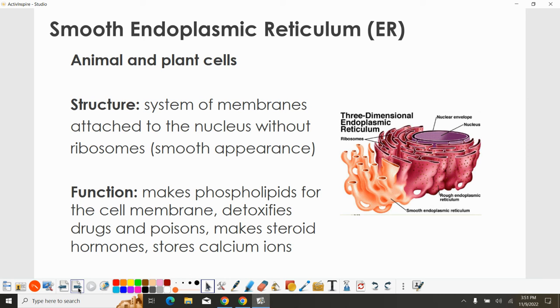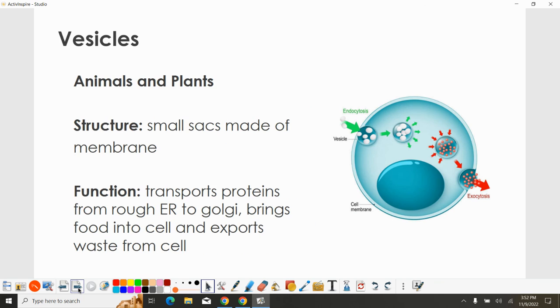But it also detoxifies, removes drugs and poisons, and it also acts as a storage place for calcium ions. Vesicles, those are little packets that things are transported around the cell in. They're little sacs made out of a membrane that are used to move things around both in and out of the cells. It's used to transport proteins from the rough endoplasmic reticulum to the Golgi apparatus. It's also used to move food into the cells and to take waste out of the cells. They're just little packages that things are moved around in.